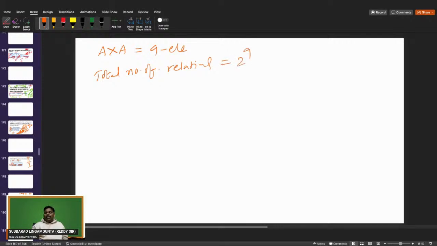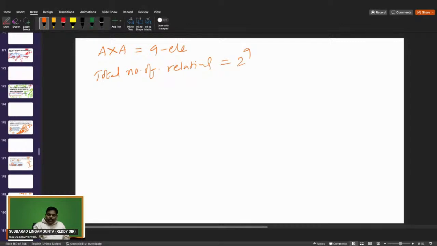Because over A cross A, you take any subset, it will become a relation. Total number of relations are 2 power 9, because he is asking relations only. How many binary relations are possible over A? 2 power 9, 512.